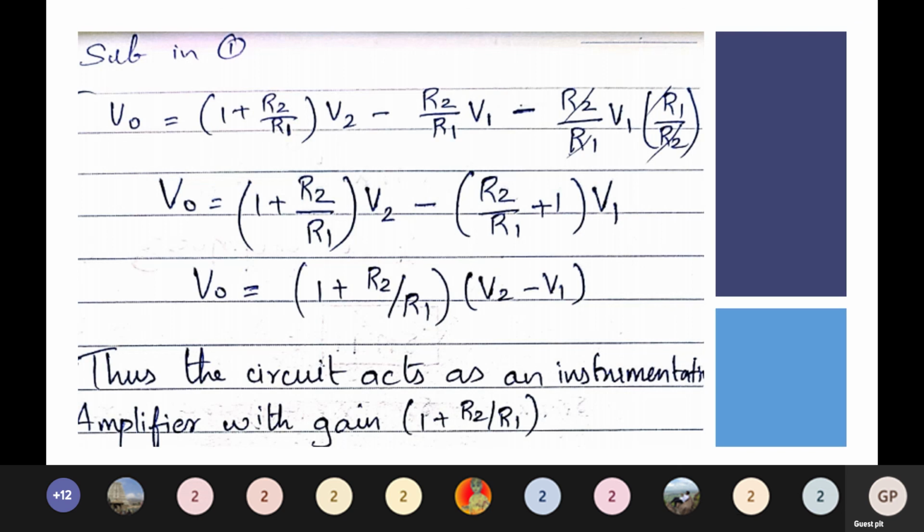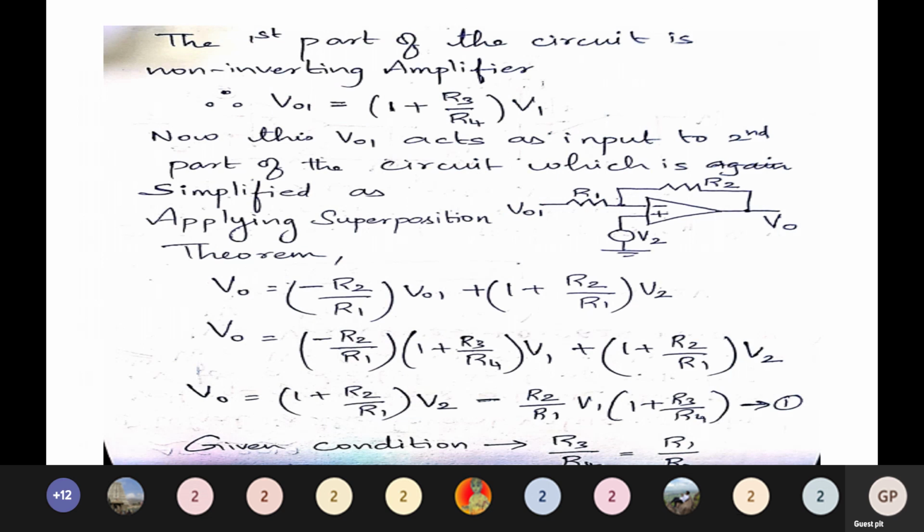So this is the final expression and we have proved it. Can you understand? Just go through the steps again. See what we have done. I'm just showing the steps again.